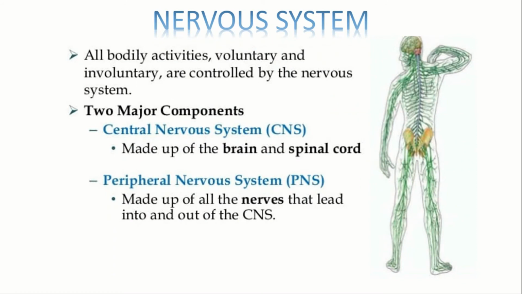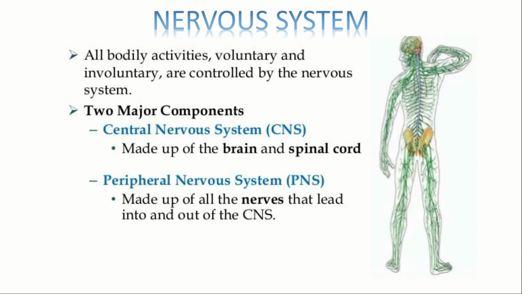Let us go to the nervous system in detail. All bodily activities, voluntary and involuntary, are controlled by the nervous system. As I said, there are two major components. One is the central nervous system, in short CNS, made up of the brain and spinal cord.